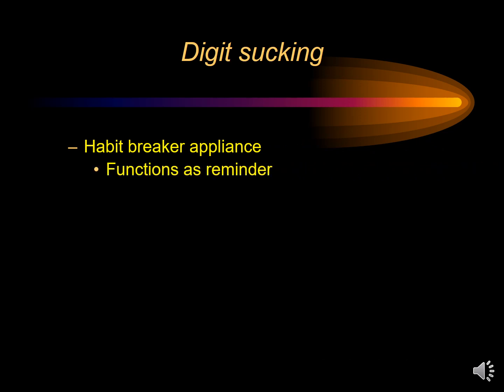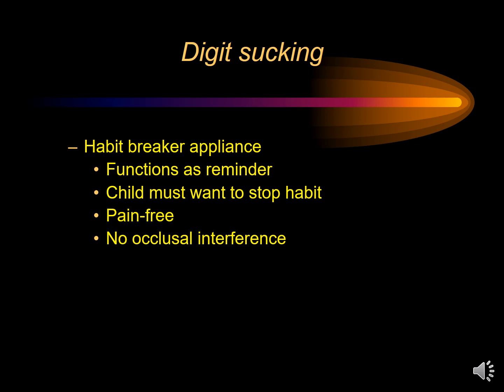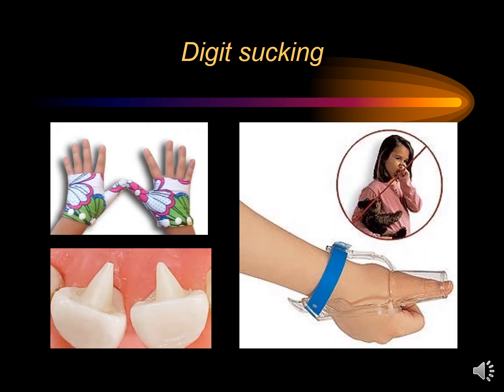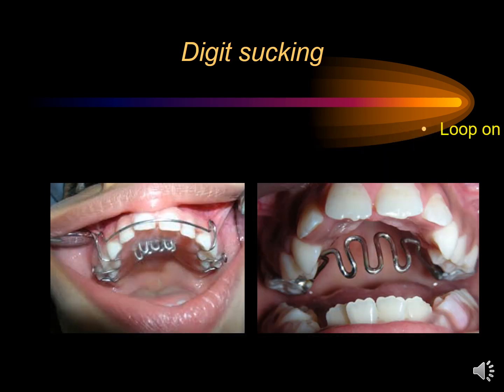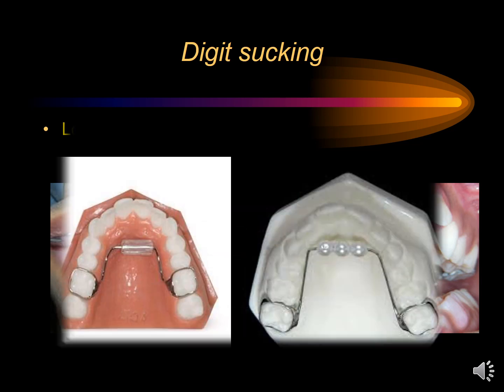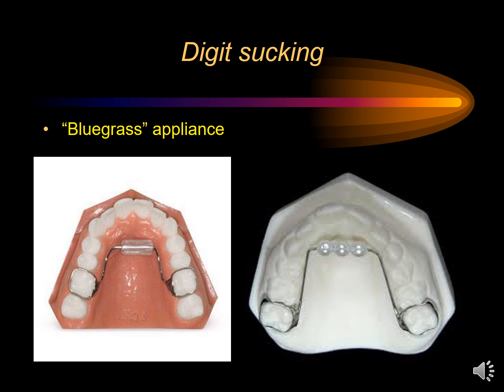It's important that it functions as a reminder. The child must want to stop the habit for the habit breaker appliance to be effective. It should be pain free, with no occlusive interference. Okay, so these are some of the devices. This one is a loop on a removable appliance or fixed appliance, and this is a blue grass.